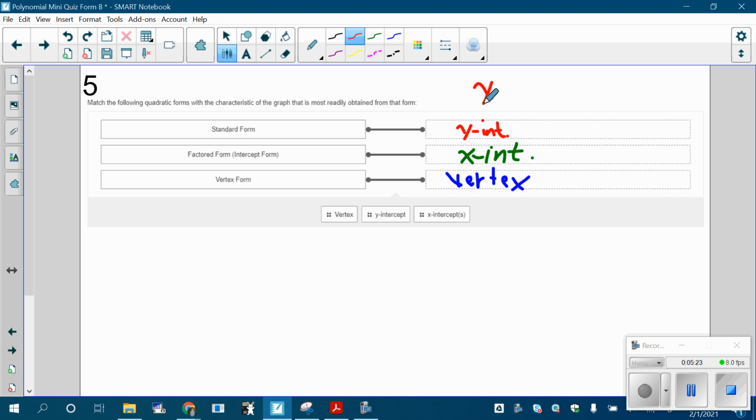Remember, standard form of a parabola is y equals ax squared plus bx plus c. If you got a parabola in that form, the c is the y-intercept, so 0, c. That number at the end is the y-intercept.